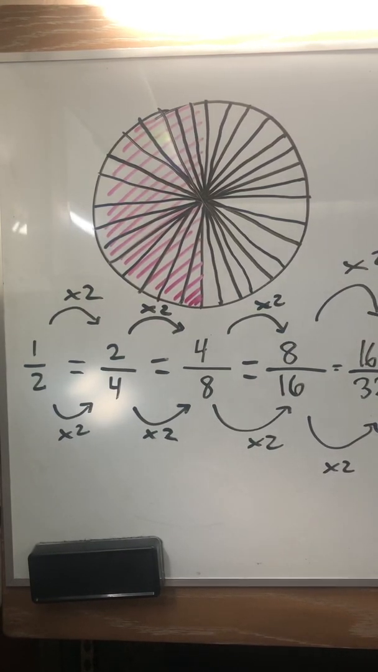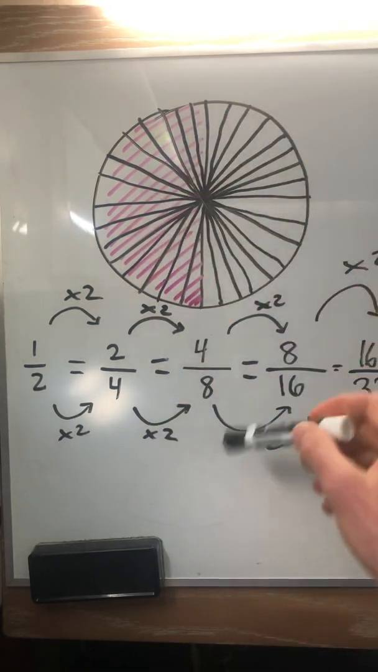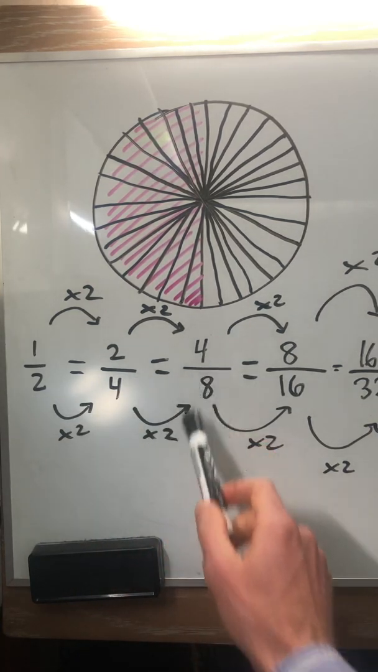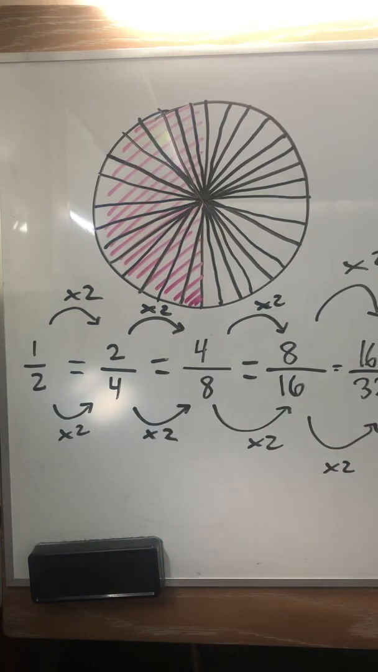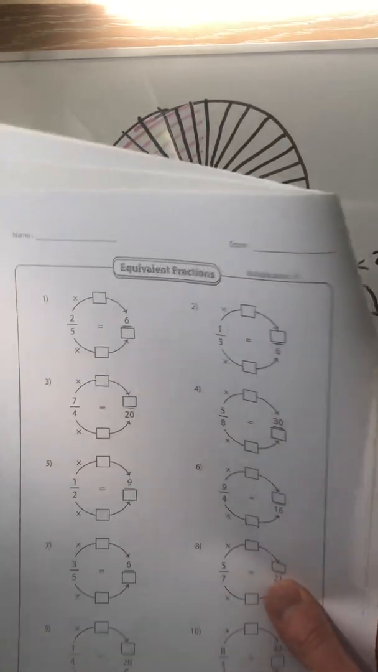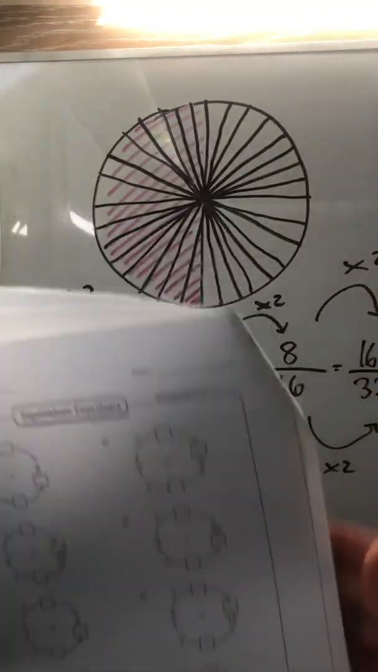Hey, welcome. Do you remember how yesterday we looked at this image and we talked about how if you have a circle, half is the same thing as 2/4 or 4/8 or 8/16 or 16/32? You're just cutting the pieces into smaller pieces and you get more pieces. We're going to be doing a similar kind of problem with this page, which is page number 7 in our packet.